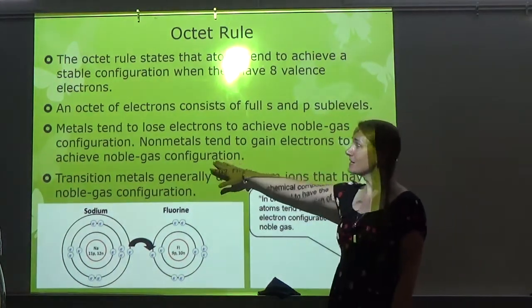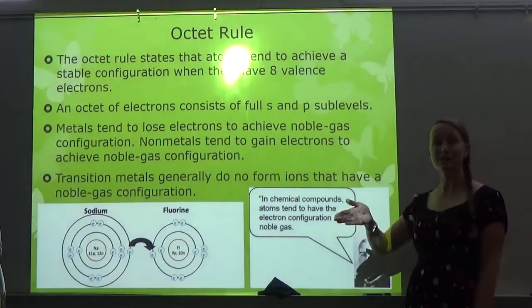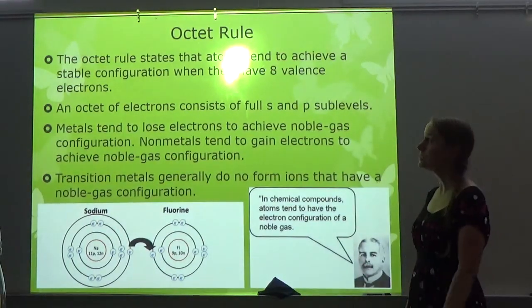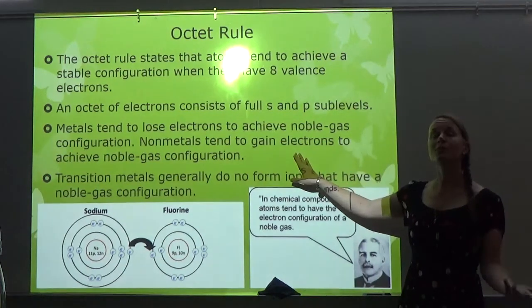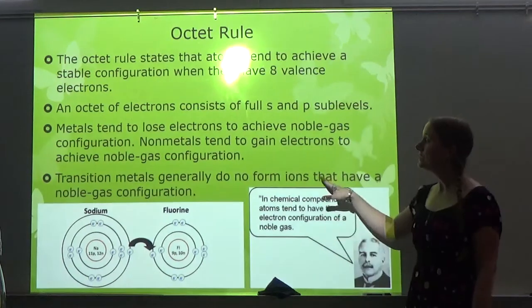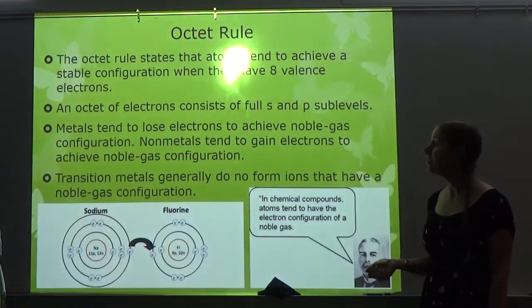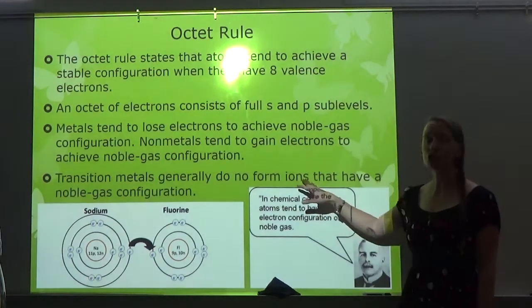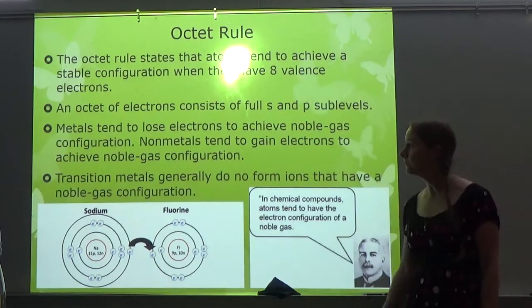And that's what noble gas configuration means. The noble gases are stable. They have full S and P sublevels, and for helium, of course, it's just an S sublevel. So other elements want to be like that. They want to be stable and have a full 8 valence electrons also. Transition metals generally do not form ions that have a noble gas configuration. So transition metals in the middle, sometimes they have their own thing going on with that D sublevel.